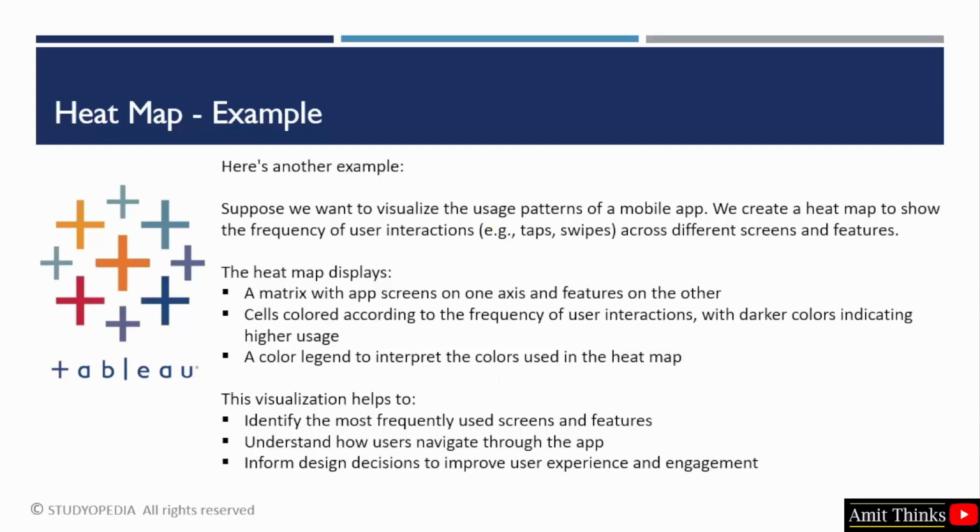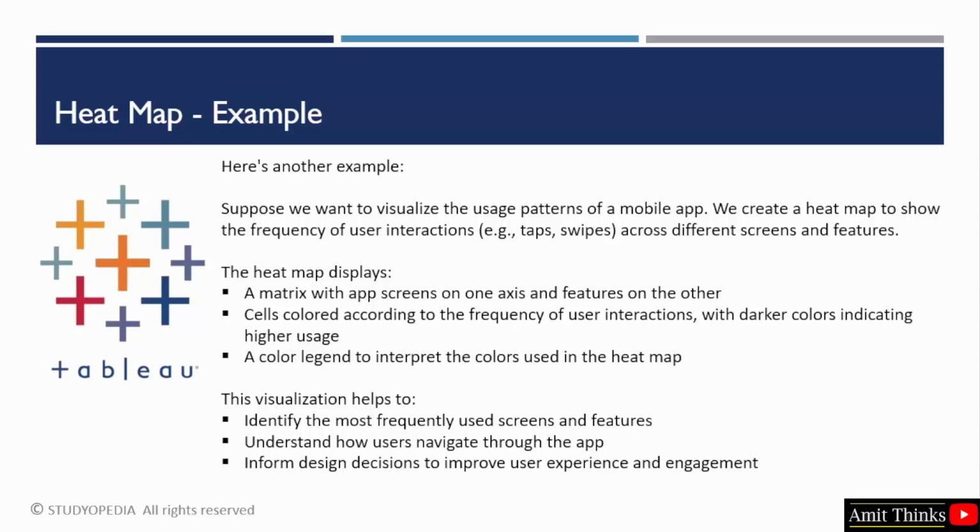Now let us see another example. Suppose let's say we want to visualize the usage patterns of a mobile app. It will display the frequency of user interactions across different screens and features on our heat map. So our heat map will display a matrix like I've shown in the previous example. The matrix will have app screens on one axis and features on the other. The cells were also colored in the previous example, remember? So here the cells will be colored according to the frequency of user interactions. That means the darker color will indicate higher usage and the lighter color will display lower usage.